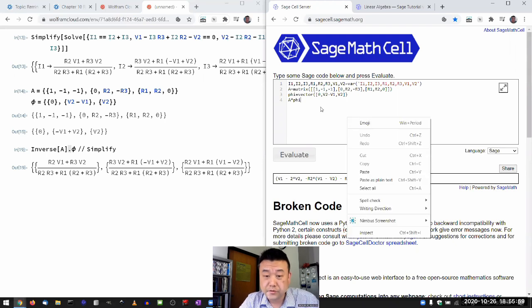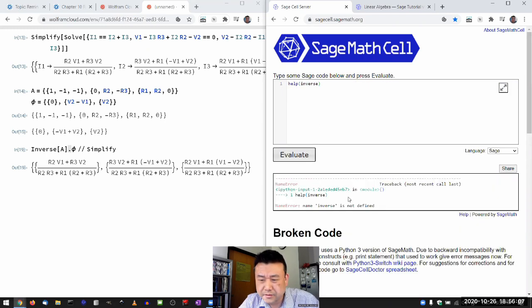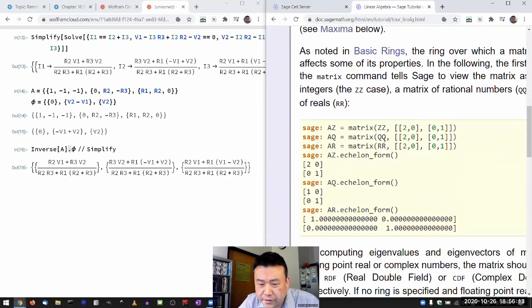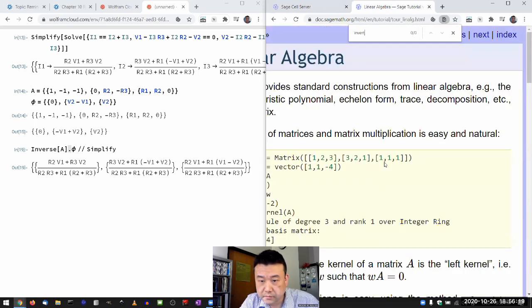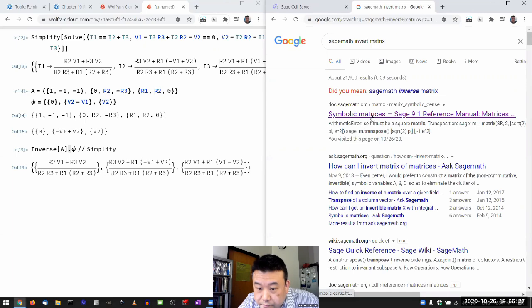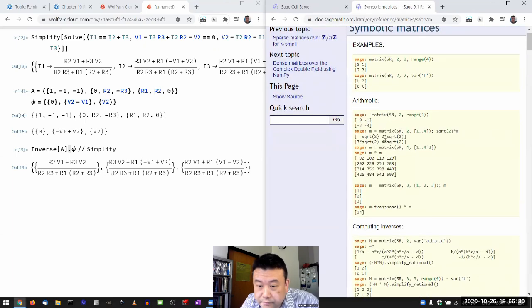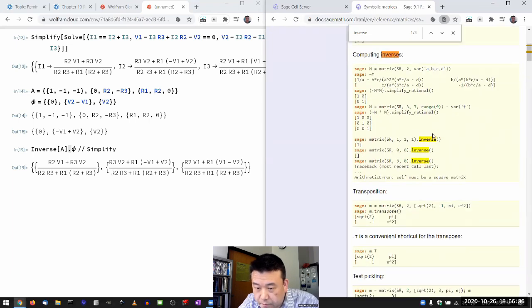Now to actually solve it, you need to be able to invert the matrix. So I think I have an idea what it's called. Help inverse. It's not defined. Oh, I know. There's actually a bound method that's called inverse. Let's see, invert. What? SageMath invert matrix. Computing inverses. There it is. Yeah, okay. There's supposed to be a bound method. That's just a Python term.